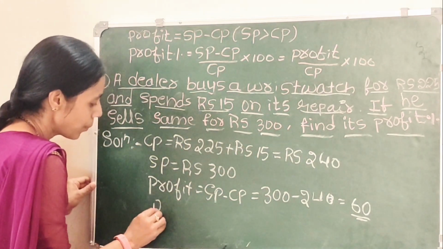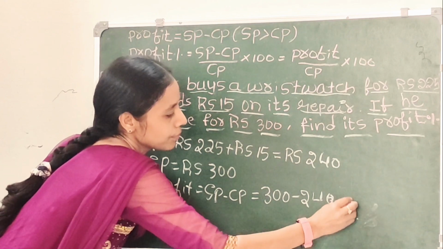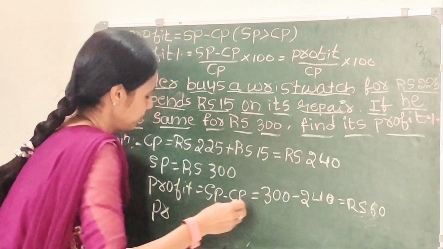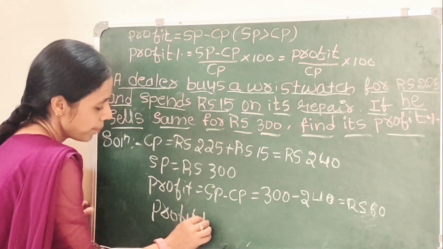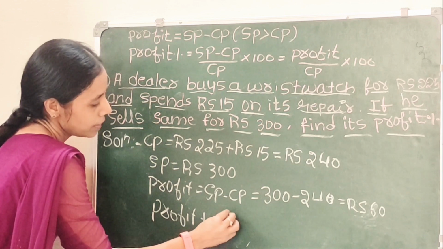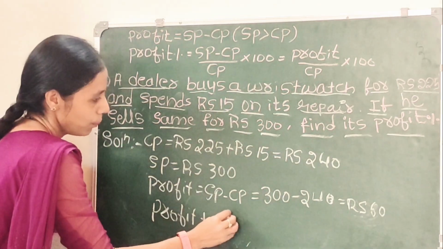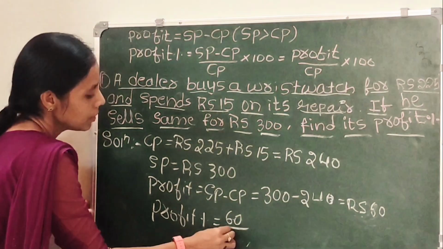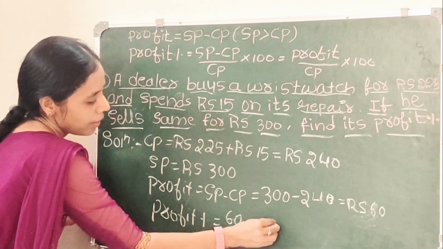Next we consider profit percentage. Profit percentage means what? Profit divided by CP into 100. Profit means what? 60, divided by CP, which is 240, into 100.